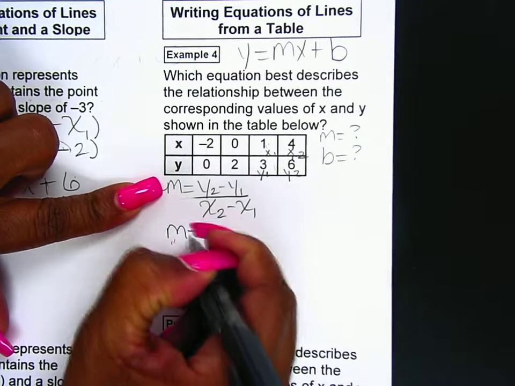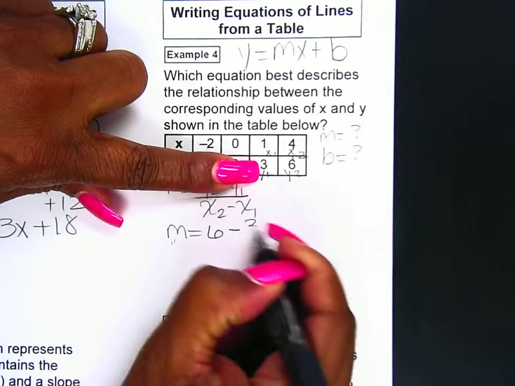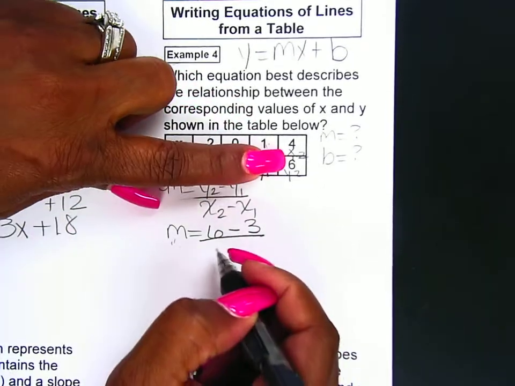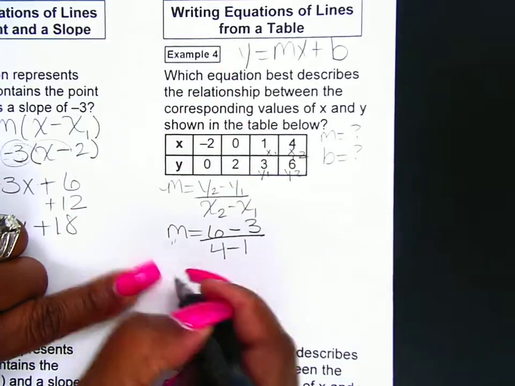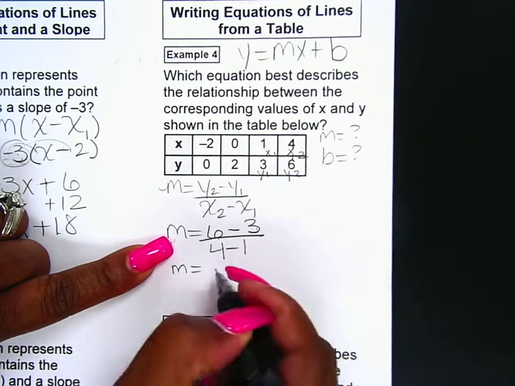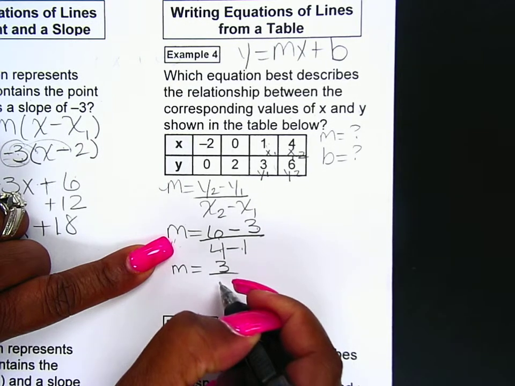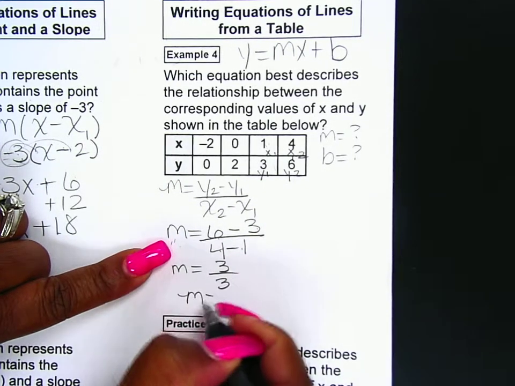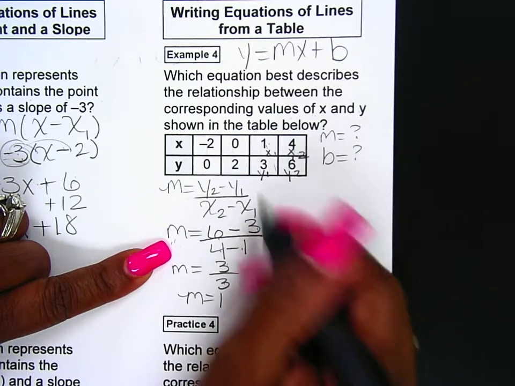So we have m equals y2 is 6 minus y1, which is 3, over x2 is 4 minus 1. Okay, so we have here m equals 6 minus 3, which is 3, over 4 minus 1, which is what? 3. So what is 3 over 3 equals? 1. Very good.